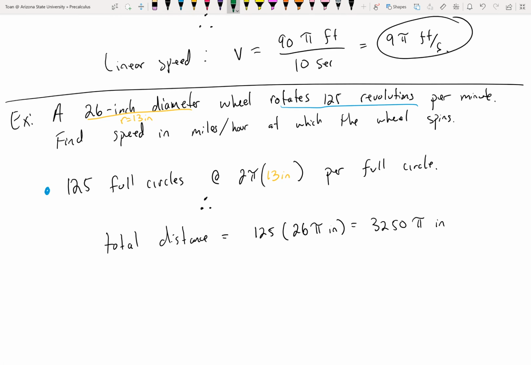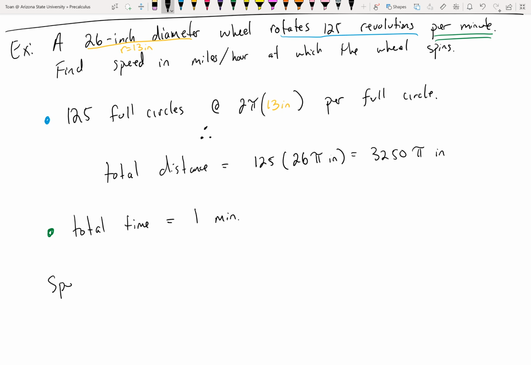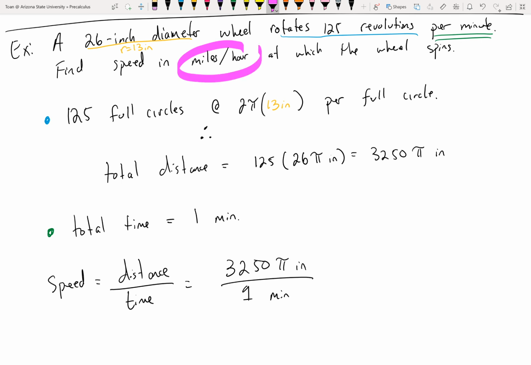Well, what about time? I need speed, right? Well, it says per minute here, so I know total time is 1 minute. So his speed is distance over time, which is 3250 pi inches over 1 minute. Technically, that is the answer, but the question says miles per hour, so all we've got to do is a little bit of dimensional analysis to cancel out the units to get the proper units. So this should be a quick review.